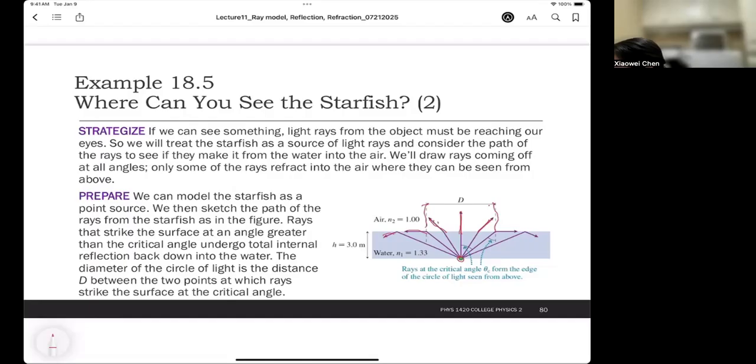We can model the starfish as a point source. We then sketch the path of the rays from the starfish as in the figure. Rays that strike the surface at an angle greater than the critical angle, this is the critical angle, undergo total internal reflection back down into the water. The diameter of the circle of light is the distance d between the two points at which rays strike the surface at the critical angle. Does it make sense to you? Okay.